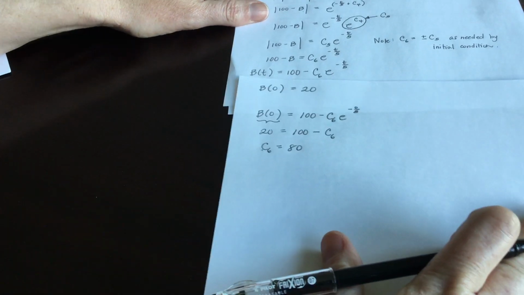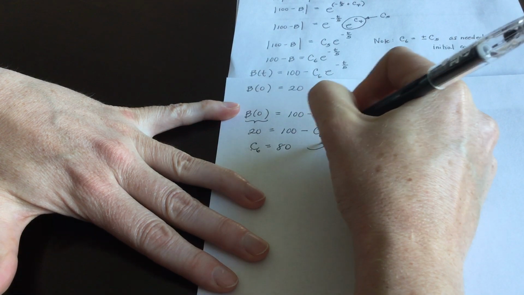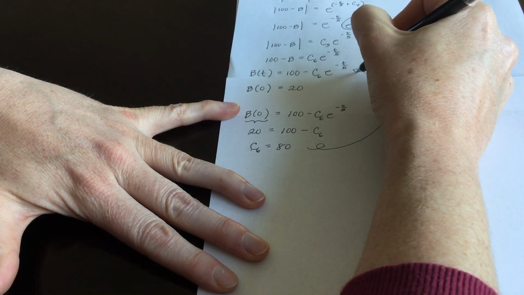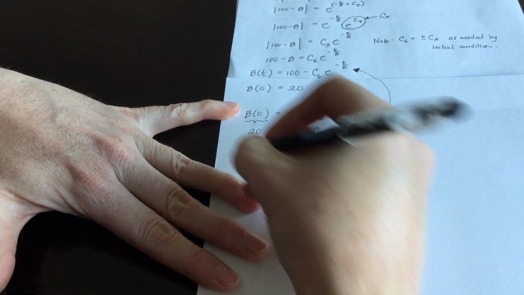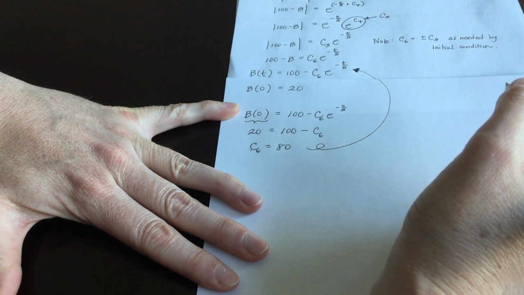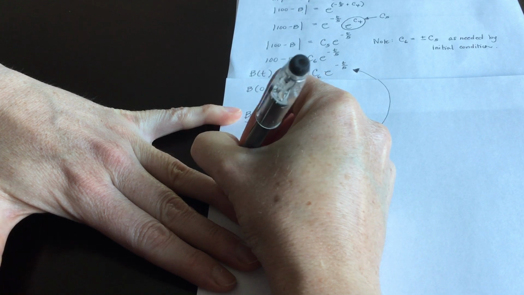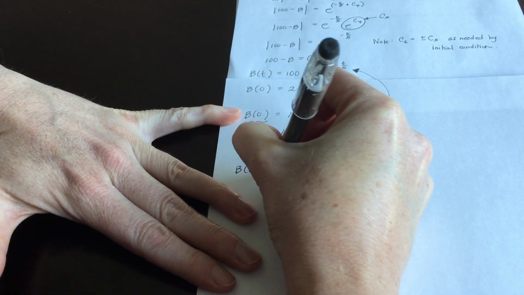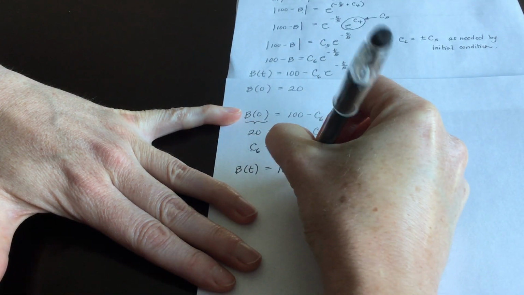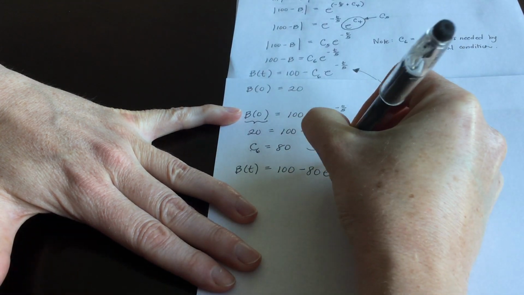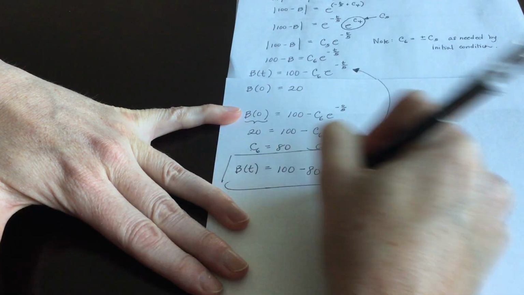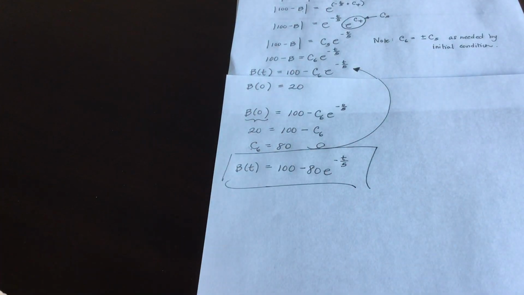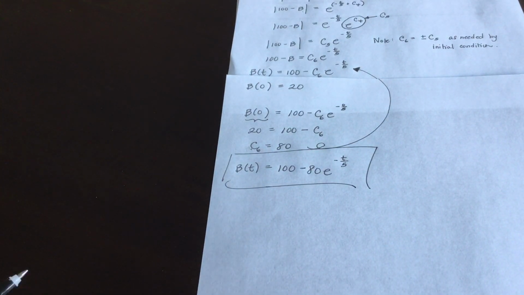And then now you just take your constant that's based on the initial condition, and you just back substitute it into your general equation that you had there. So you'd have B of t, the particular solution, would be 100 minus 80 times e to the negative t over 5. There we go. And I'm pretty sure that's all they asked us for. So I think we're done.